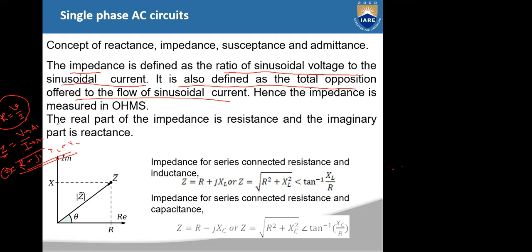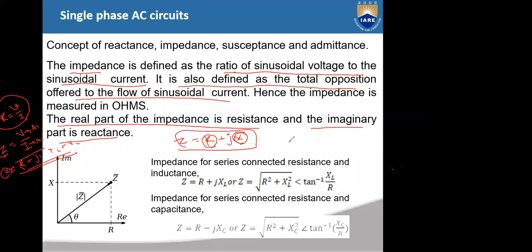And the real part of the impedance is resistance and the imaginary part is reactance. So we are representing Z is equal to R plus j into X. This is the opposition offered by resistance. This is the opposition offered by the inductive or capacitive element. Okay, so this is the representation for Z.